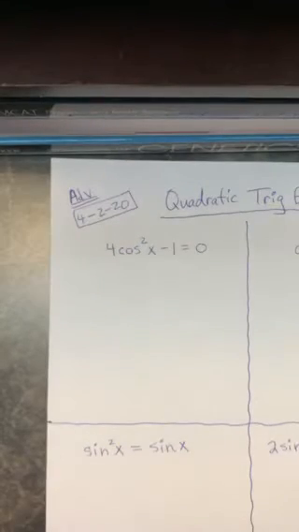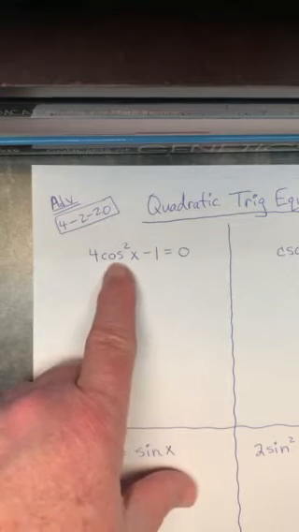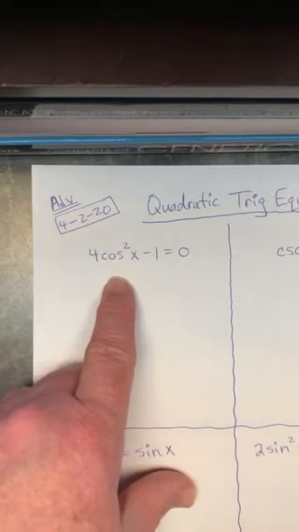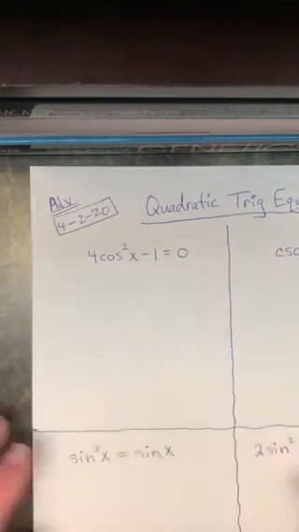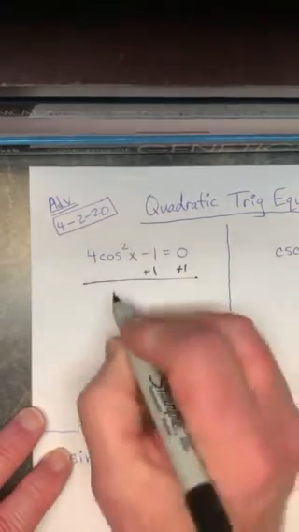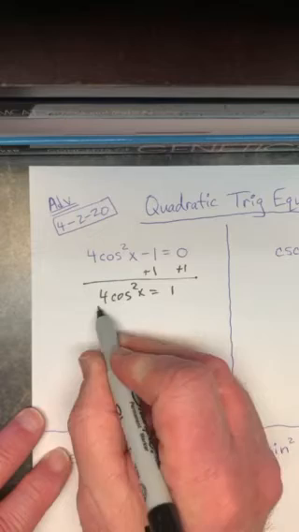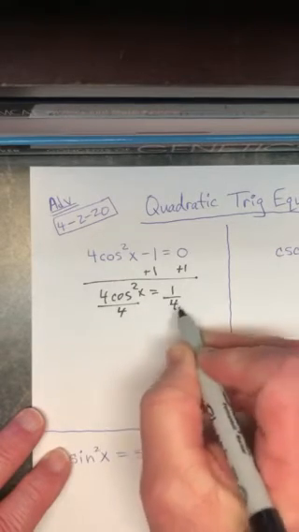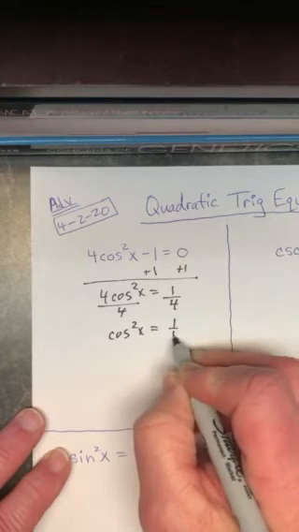All right, today, let's attack this first problem here. 4 cosine squared of x minus 1 equals 0. Just like yesterday and the day before, our goal is to get the word cosine to be by itself. So the first thing, of course, you would do is plus over the 1. The 1's would cancel. I've got 4 cosine squared of x equals 1. Divide by the 4, agreed? The 4's would cancel. I've got cosine squared of x equals 1/4.